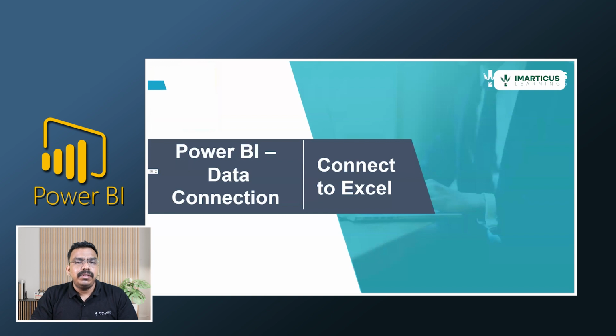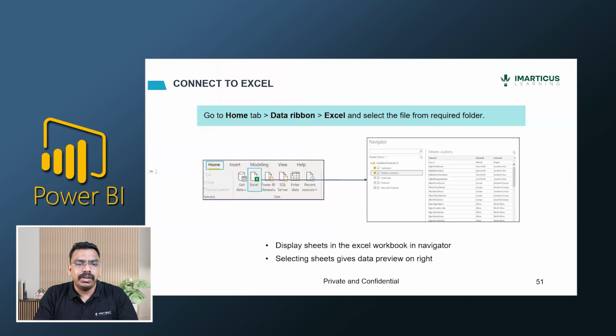Hello everyone. Now we can discuss the Power BI different connections. Let me explain how to connect your data with different sources. For example, let me start with how to connect the data from an Excel file. You can just go to the Home tab, go to the data ribbon, select the Excel file and select the files that you want to open. Just untick or tick those files which you want to load.